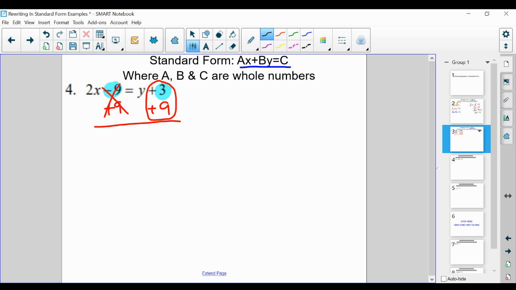Negative 9 plus 9 cancels out. The left-hand side is 2x. We did not do anything with our y. And we did 3 plus 9, which is positive 12.